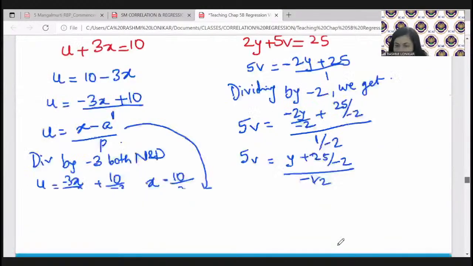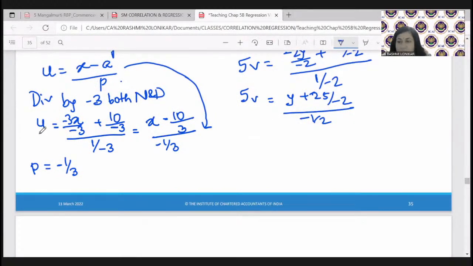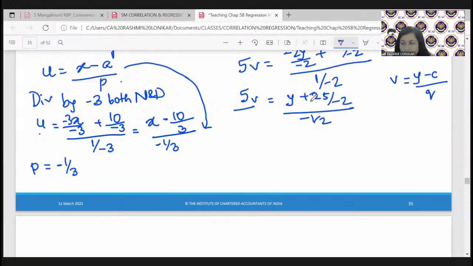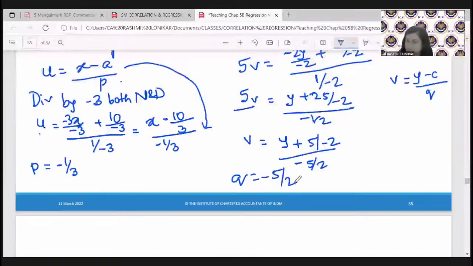But here, like in this case we were able to get u, but here what is happening? Here I have 5v. I need only v because my format is what? v is equal to y minus c upon q. So v also should not have any coefficient, y also should not. So the y problem I have solved, but what about this? I need to do it again. So v will be equal to y plus 25 upon minus 2 upon minus 5 by 2. This will become minus 5 by 2. So you will get q to be equal to minus 5 by 2.